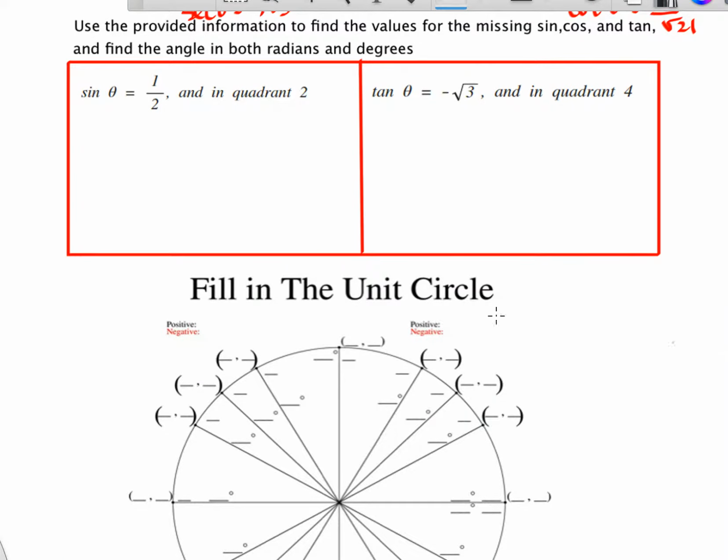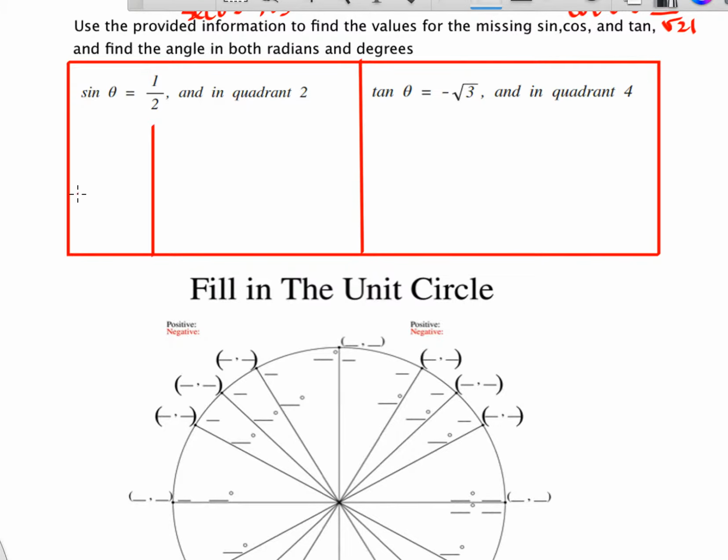All right, next part used to provide the information to find values for the missing sine, cosine, and tangent. So if the sine is given, I need to find the cosine and tangent, and I want to find the angle in both radians and degrees. So the sine of theta is a half, and it's in quadrant 2. So I'm going to draw a picture for that.